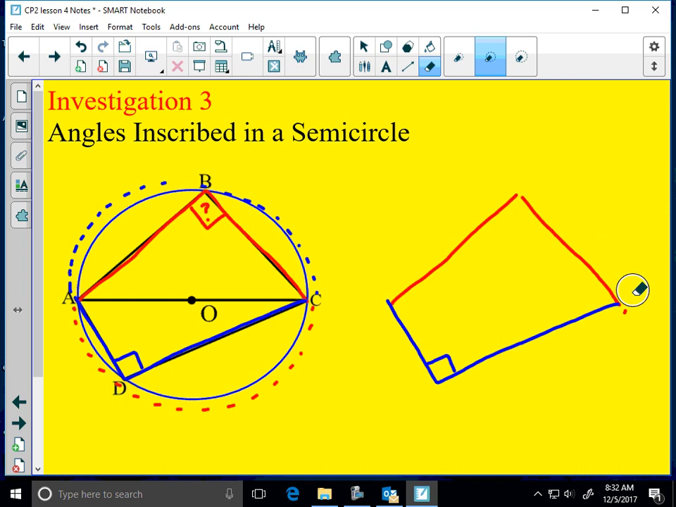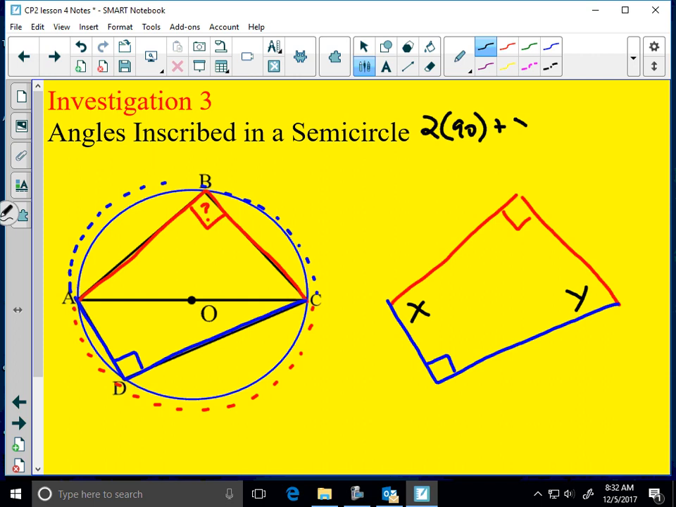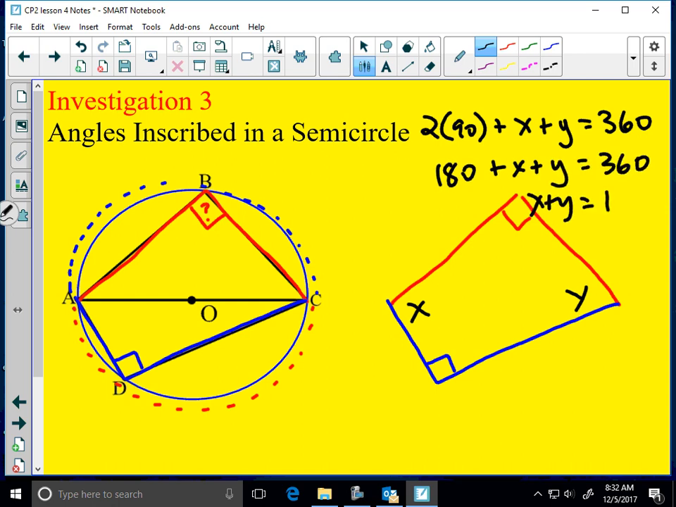Here's the quadrilateral that we've just highlighted, and we've said that these two angles are 90. So what do I know about this angle here, x and y? What do the four angles have to add up to? 360. So what's true about x and y? They have to add to what? 180, right? Because I've got two 90s plus x plus y equals 360. Well, I know two 90s is 180. Therefore, x plus y has to equal 180.